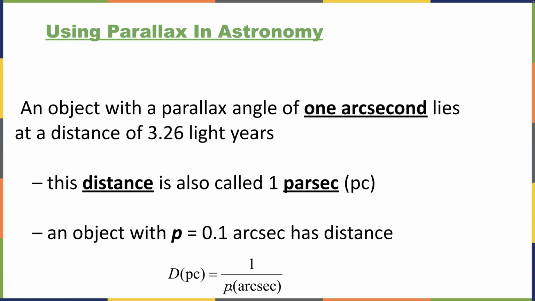P is the parallax angle, but each and every time that you use this equation, you have to use arc seconds. So if you are given a parallax angle in different units, let's say in degrees, make sure that you convert it to arc seconds before you plug it in here, right? Then your answer will automatically come in parsecs. And once you have the distance in parsecs, if you need to convert into light years, you can do it, because 1 parsec is equal to 3.26 light years, right?